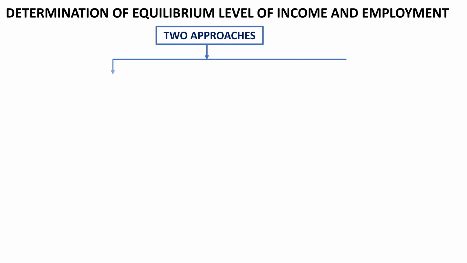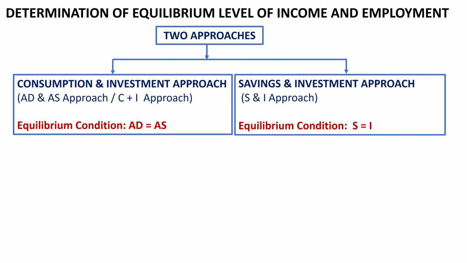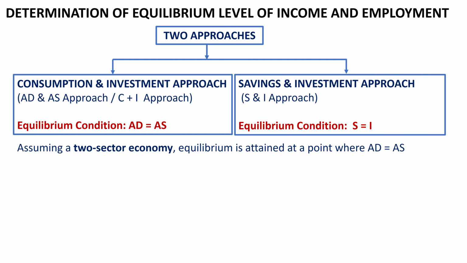There are two approaches to study the Keynesian equilibrium analysis. The first approach is called the consumption and investment approach, or C plus I approach, or AD and AS approach. The equilibrium condition for this approach is aggregate demand is equal to aggregate supply. The second approach is the savings and investment approach, or S&I approach, and the equilibrium condition for this approach is that savings is equal to investment. S is equal to I.